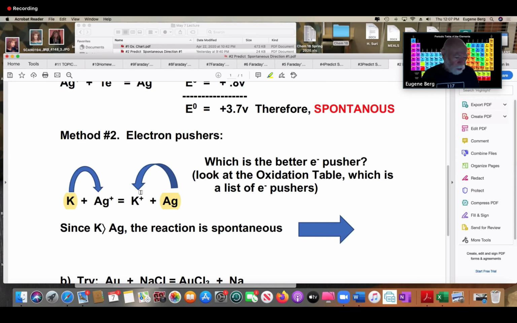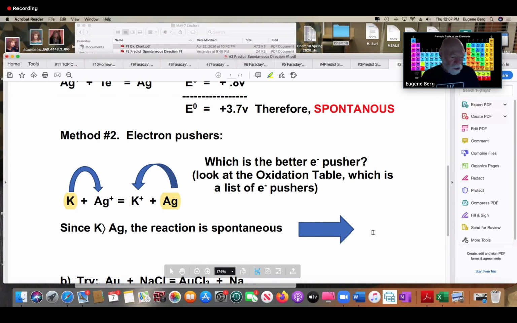So now you want to look in the chart and see which one is higher on the chart, because that'll be the better electron pusher. And no contest, potassium is a better electron pusher than silver, and for that reason potassium is going to win, and therefore the reaction is going to go from left to right. So that's how you tell the reaction will be spontaneous.